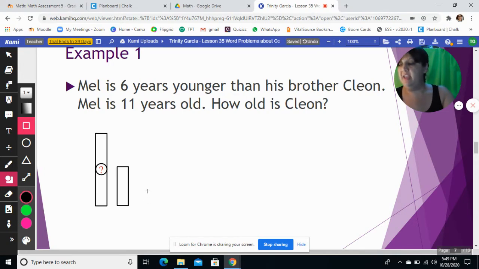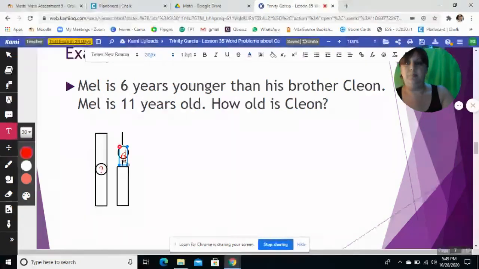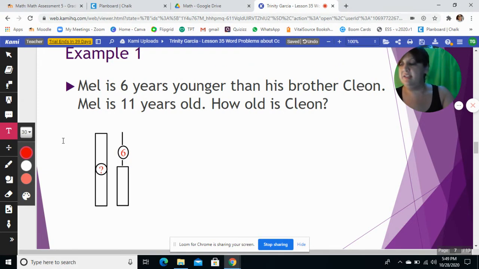And we know that he is 6 years younger. So we're going to put a little circle here, and we're going to put some lines. We're going to show the difference by using these shapes. Here's the difference, and we're going to put the number 6 in our circle. I'll make that a little smaller and move it up a little bit. There we go, so there's the difference.